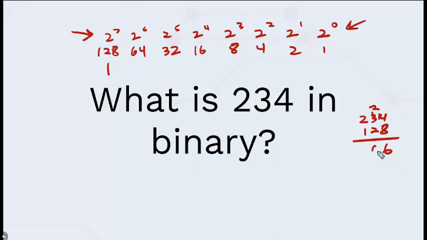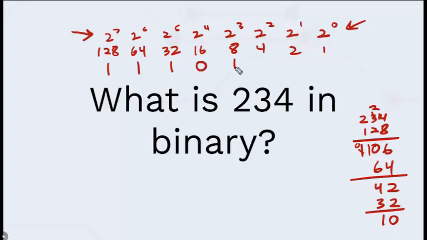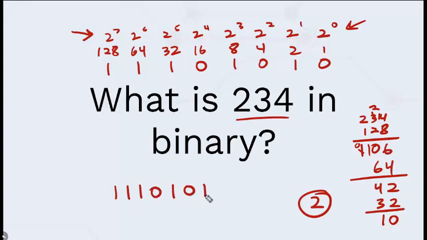That's a 6, that's a 0, that's a 1, so our remainder is 106. Can we subtract 64 from that? The answer is yes. We got a 2 there. We need to do this. We got 42 left. Can we subtract 32 from 42? Yes, we can. We got a remainder of 10. Can we subtract 16 from 10? No, we can't. Can we subtract 8 from 10? Yes, we can. That's a remainder of 2. And then, therefore, we know that's the remaining digits. So 234 in binary is 1, 1, 1, 0, 1, 0, 1, 0.